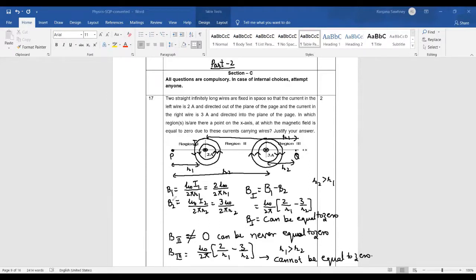Okay, so only in region 1, the magnetic field can be equal to 0.